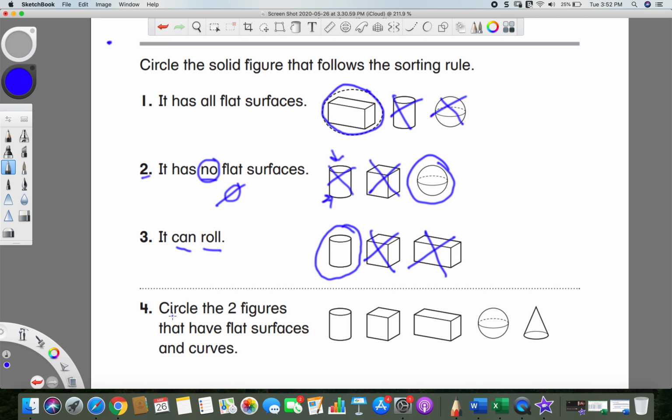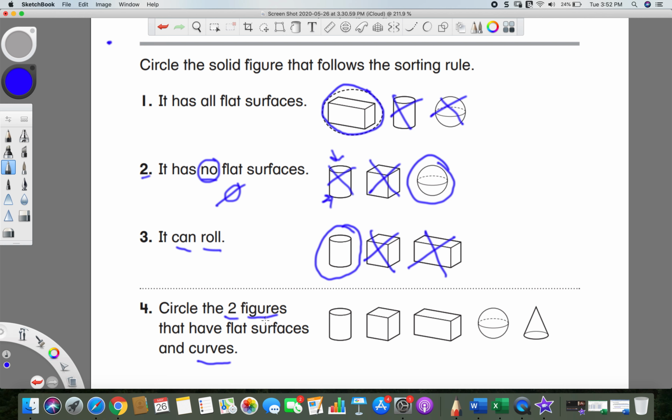And number 4, circle the 2 figures. Remember, they want 2 different shapes here, 2 figures. What are the 2 shapes that have flat surfaces and curves? So a curve is something that isn't flat. It's, how do I put this? Kind of like a can of soup. The side of it is curved. It's kind of roundish. So that whole side of the can is a curve because it goes round and around.